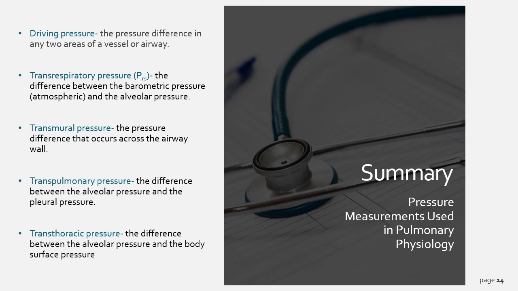Transpulmonary pressure is the difference between the alveolar pressure and the pleural pressure. Transthoracic pressure is the difference between the alveolar pressure and the body surface pressure.